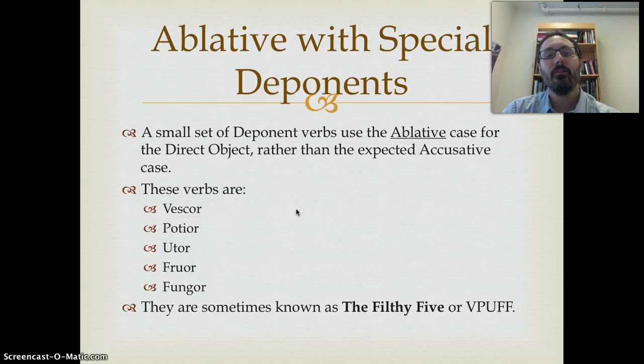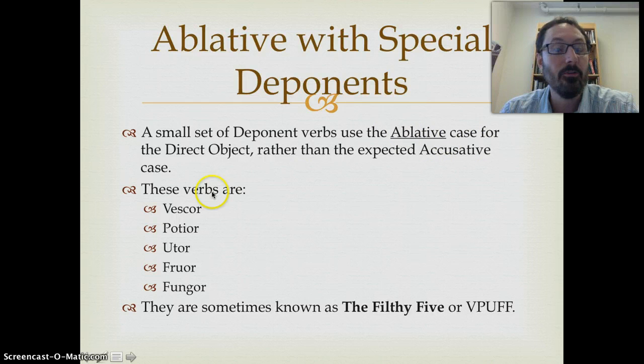And then finally, the last bit of this chapter is that some special deponent verbs will use an ablative. A small set of deponent verbs use the ablative case for the direct object rather than the accusative case. We've already seen sometimes verbs that take different cases, like the dative instead of an accusative. But here we see verbs that take the ablative, and there aren't very many that do that. These verbs, they're all deponent, are vescor, potior, utor, fruor, and fungor. I don't think that all of these appear in the vocabulary. I'll have to go back and look.